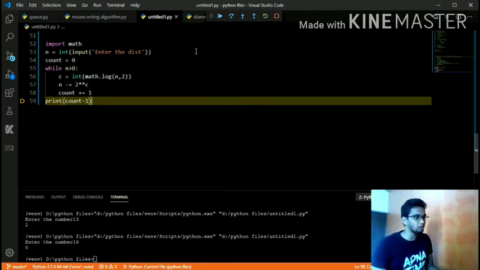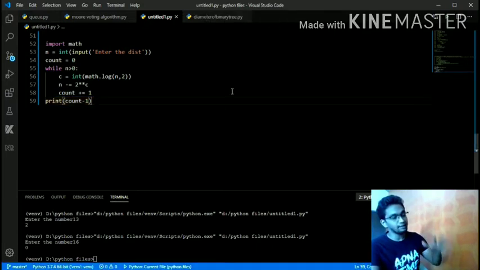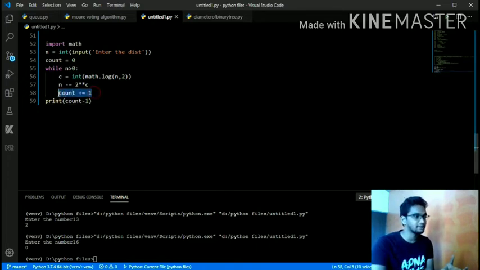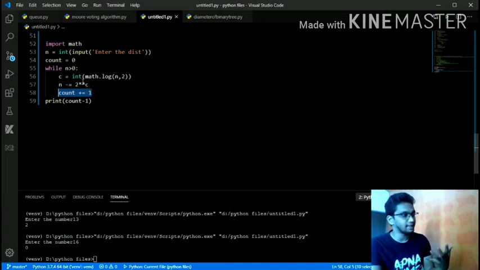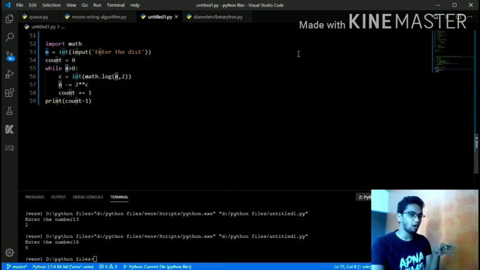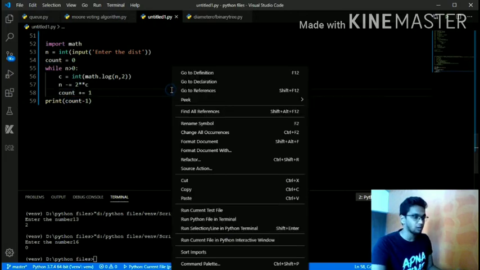Why am I printing count minus 1 instead of printing just the count? Because even if the ball comes to rest just after dropping it, the count will increase. Take n as 2. As n equal to 2 is itself a power of 2, the ball will come to rest at the starting point itself, but the count variable will be updated in this while loop once. That's why I am printing count minus 1. I hope you got that logic.